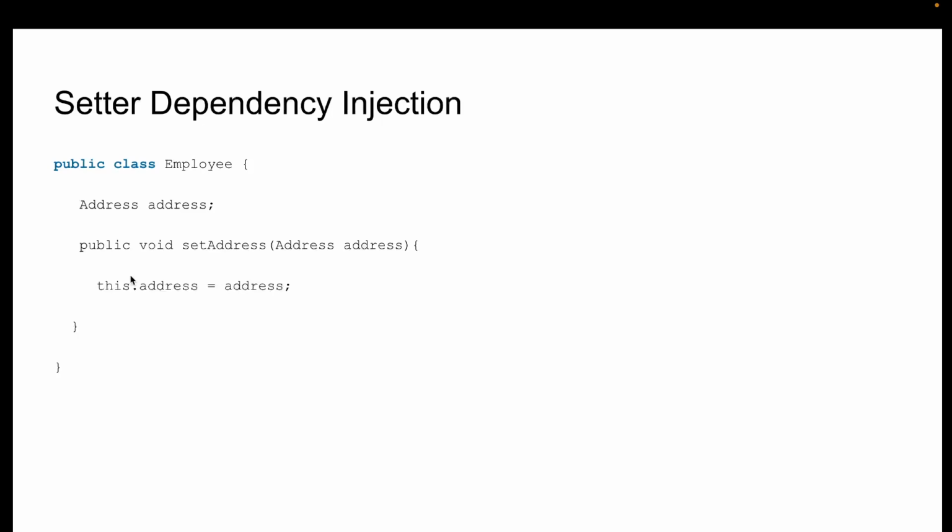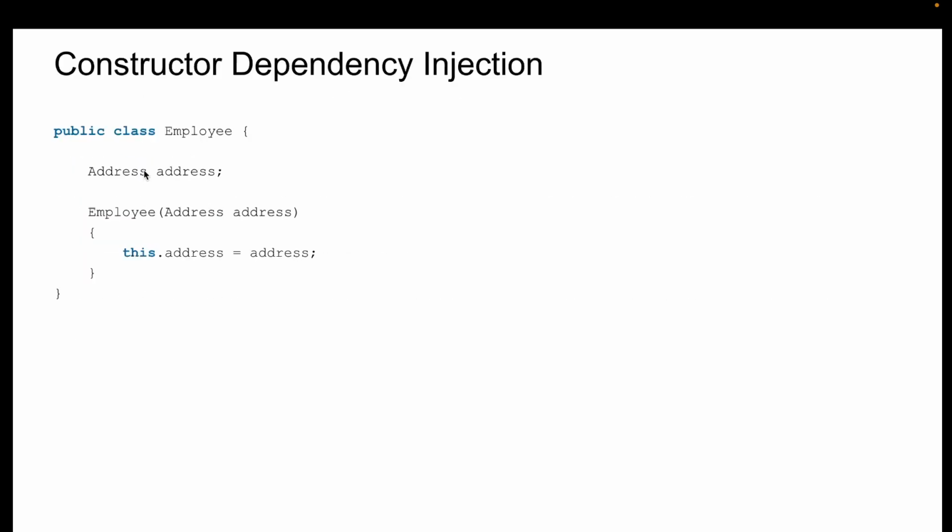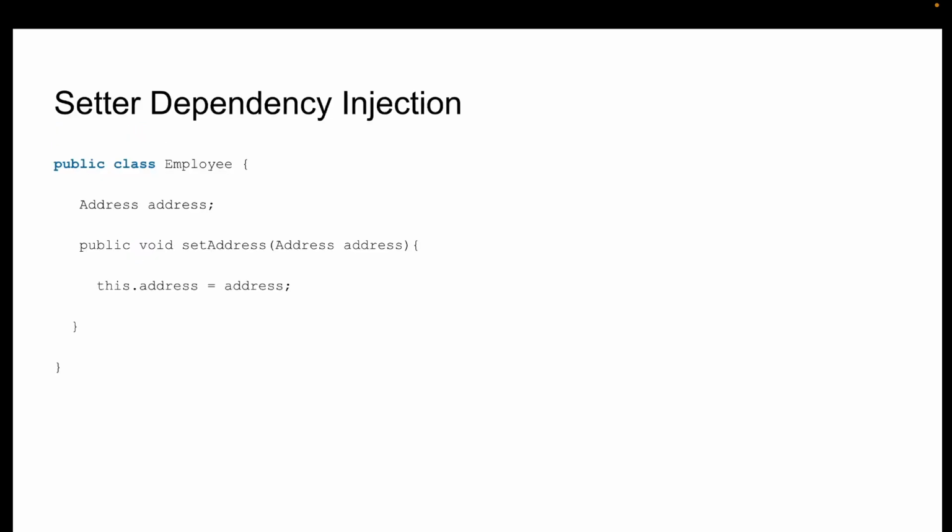This example we had already discussed, so you can see how in code this can be achieved. Constructor dependency injection can be achieved using a constructor where you can inject the data member and initialize the data member. So address is now available in your employee class. Similarly, in setter dependency injection, you can use this setter method to inject this dependency, to inject this address dependency.